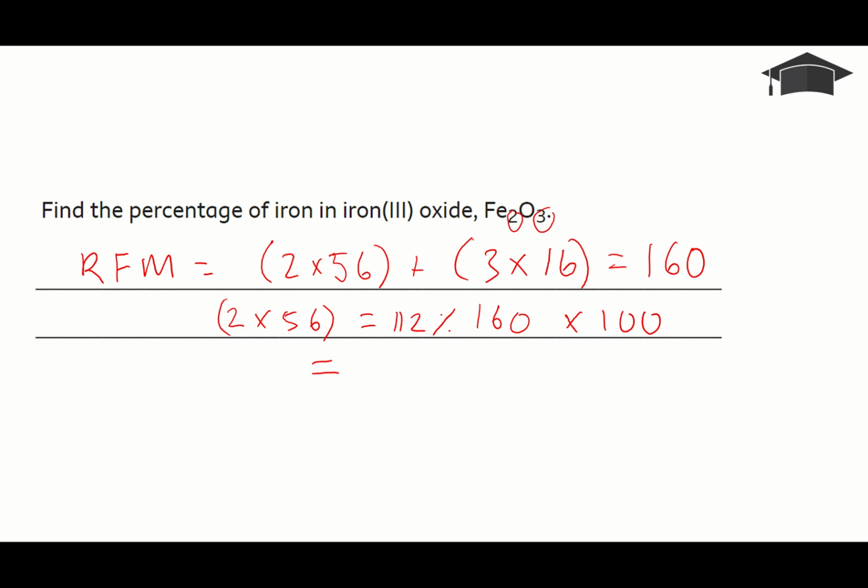Now this equals 70%. So this is telling us that in iron 3 oxide, iron comprises 70% of the total compound. So in terms of percentage, there is 70% iron in iron 3 oxide.